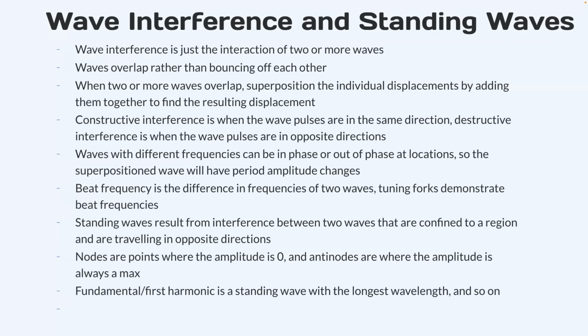Standing waves result from interference between two waves that are confined to a region and are traveling in opposite directions. Nodes are points where the amplitude is zero, and antinodes are where the amplitude is always a maximum. The fundamental, or first harmonic, in a standing wave is the wave with the longest wavelength. The second harmonic is the wave with the second longest wavelength, and so on.